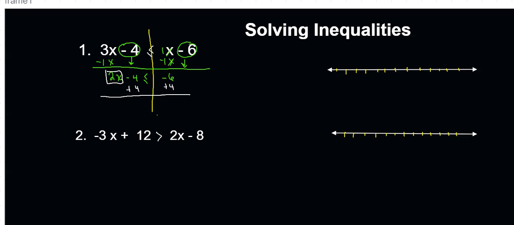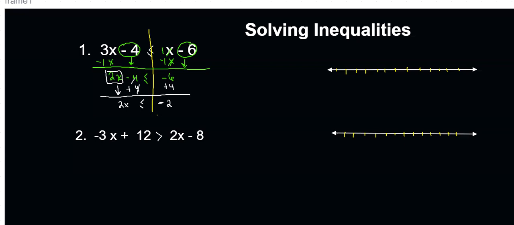Now, when I do that, I bring down that 2x. These cancel. Bring down my inequality just the way it is. Now, I've got 6 negatives and 4 positives. The 6 is bigger and it's negative, so it's going to be negative. And then just subtract. 6 take away 4 is 2. We're getting closer. Now I have 2 times x is less than or equal to negative 2.